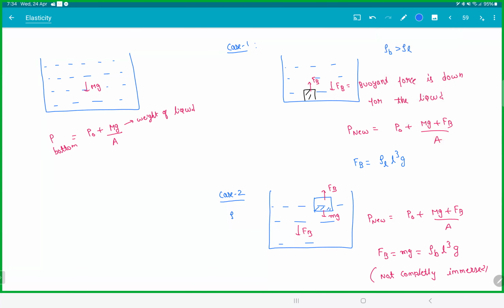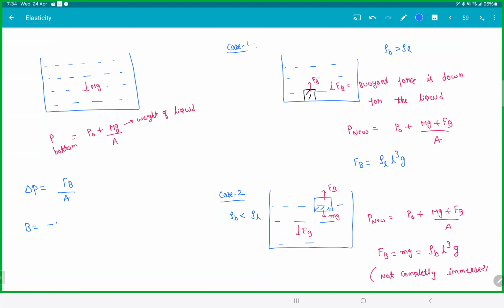So this itself is a good question. What is the change in pressure at the bottom? You need not find the height and all that stuff. You can simply take the force: the initial force was the mg of the liquid, and now you're getting an additional buoyant force. So in both the cases, the change in pressure is the buoyant force by area.